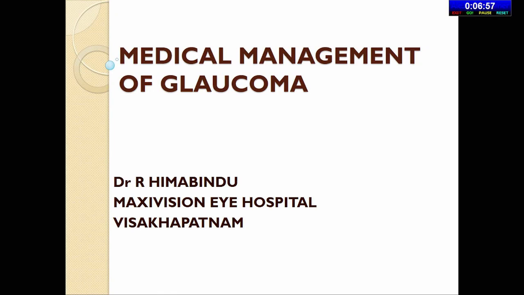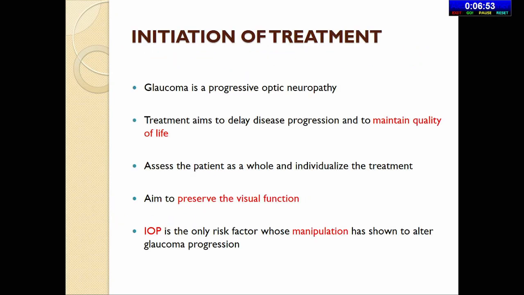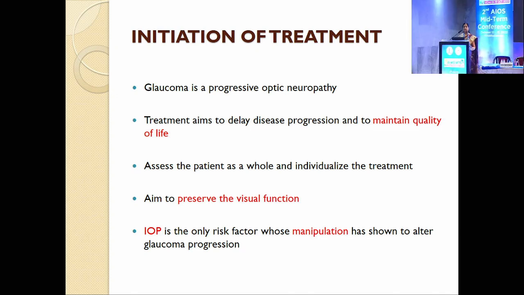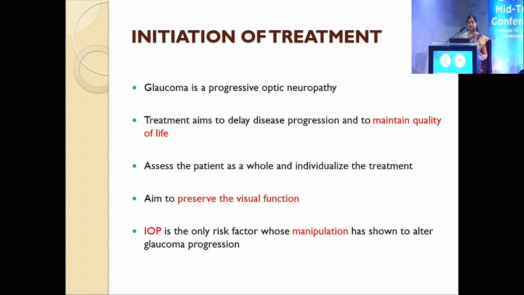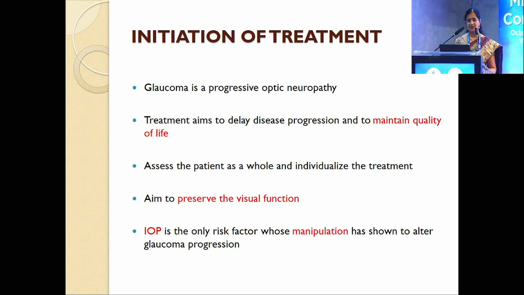Good morning, everyone. So I'll be talking about medical management of glaucoma. We all know that glaucoma is a progressive optic neuropathy, and we are all aware that whatever damage occurs in glaucoma is irreversible. So when we are treating a patient, what we are trying to do is preserve whatever healthy nerve fibers are left so that we can preserve the visual function and delay the disease progression, all this while maintaining the quality of life of the patient.